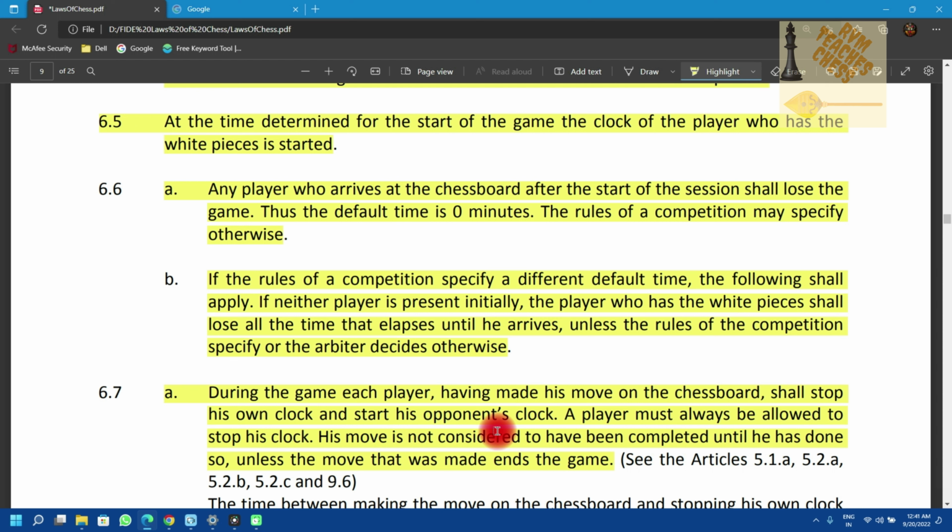Beginners get angry because sometimes they forget to press the clock and they expect others to remind them, but that's not going to happen in an actual tournament. It's your duty and you have to remember it all the time. If you don't do that, then you lose the game on time, that's for sure.